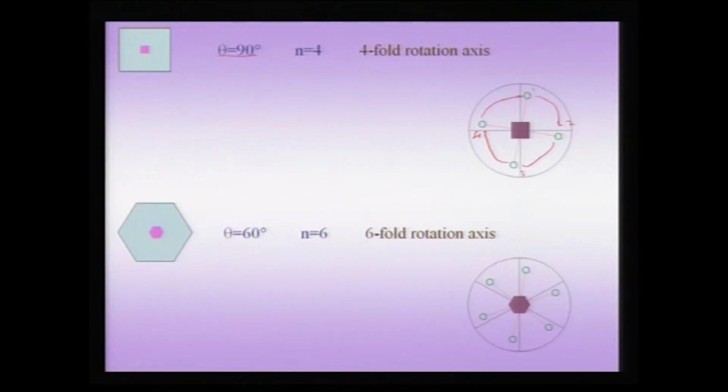And a six-fold rotation axis has a rotation of 60 degrees associated with it, and like before it leaves 6 distinct points in space. Starting with 1 I get 2, which is rotated to 3, which is rotated to 4, which is rotated to 5, which is rotated to 6, and this can be understood by taking a hexagon.